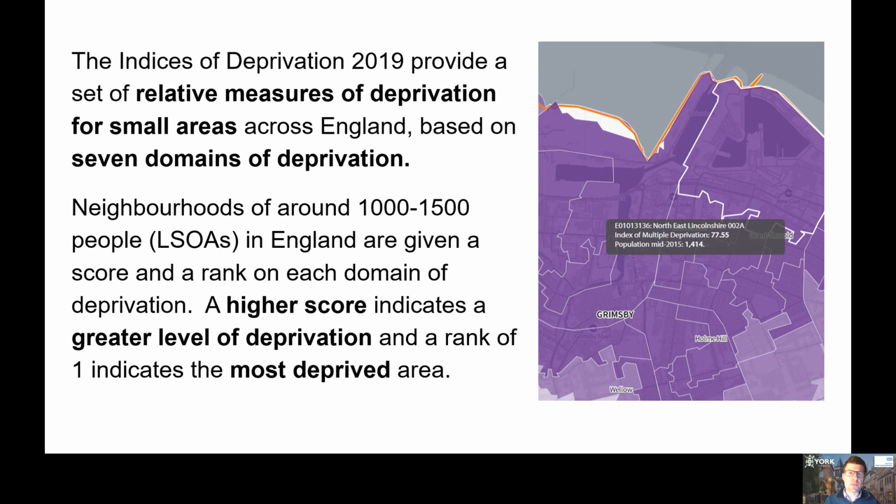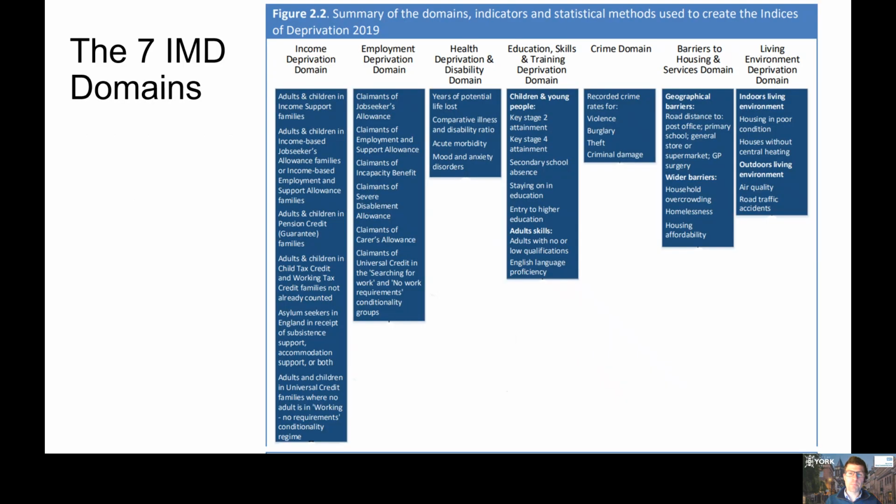The indices of deprivation provide a relative measure of deprivation for small areas. These are neighbourhoods of about 1,000 to 1,500 people. England is divided into around 32,000 of them, and each one is given a score and a rank on domains of deprivation within the indices of deprivation. A higher score is a greater level of deprivation, and a rank of 1 indicates the most deprived area.